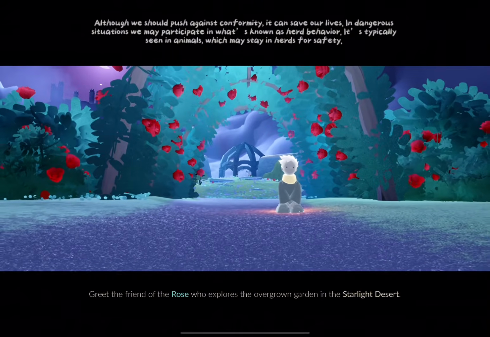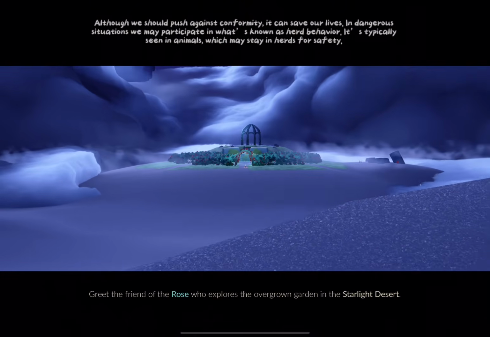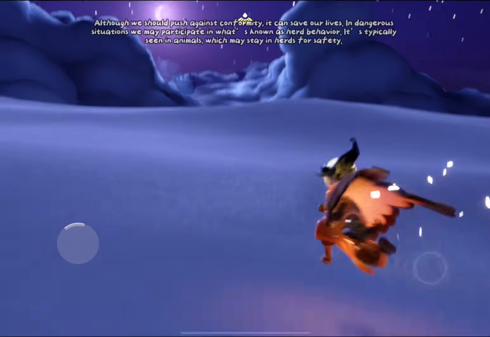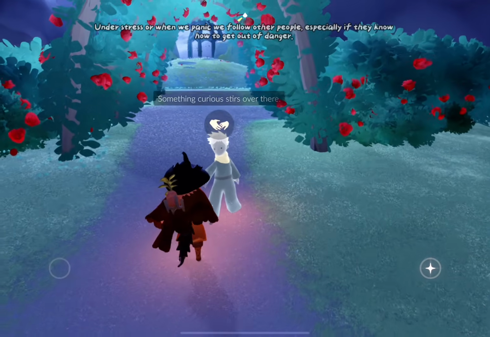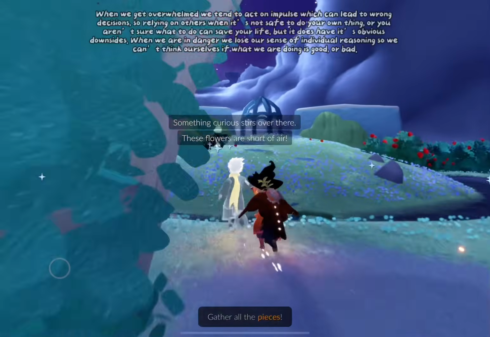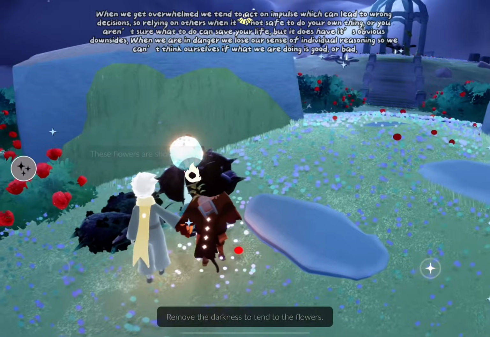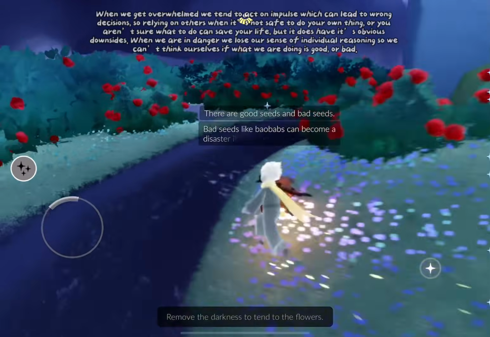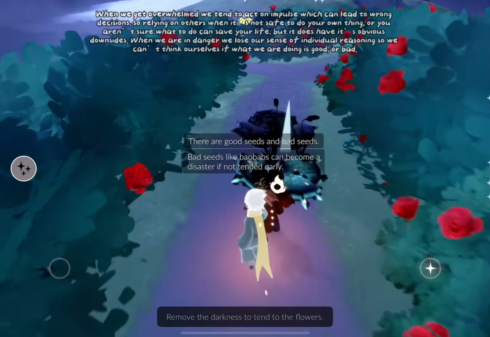Although we should push against conformity, it can save our lives. In dangerous situations, we may participate in what's known as herd behavior. It's typically seen in animals, which may stay in herds for safety. Under stress or when we panic, we follow other people, especially if they know how to get out of danger. When we get overwhelmed, we tend to act on impulse, which can lead to wrong decisions. So relying on others when it's not safe to do your own thing, or you aren't sure what to do, can save your life, but it does have its obvious downsides.